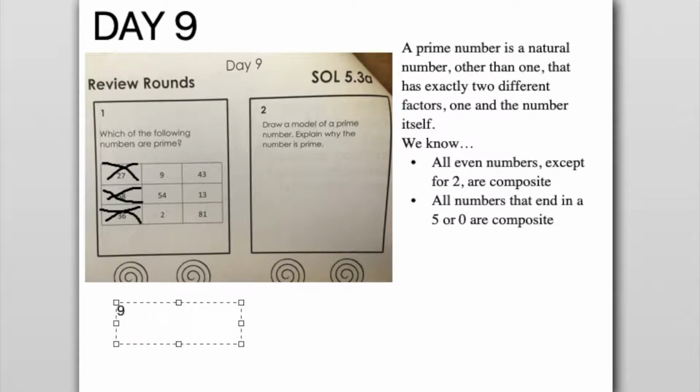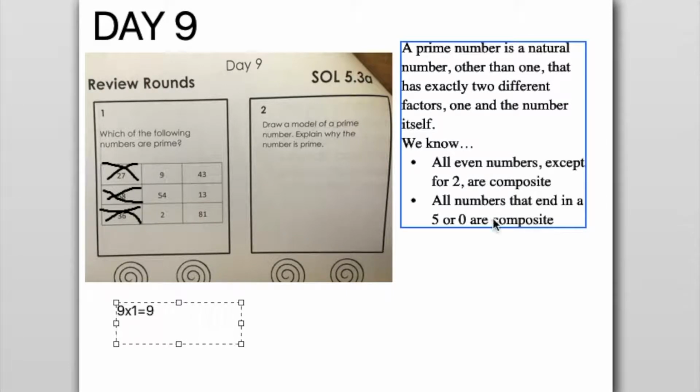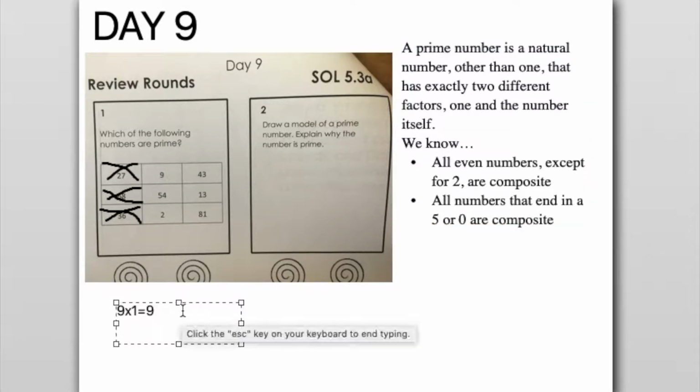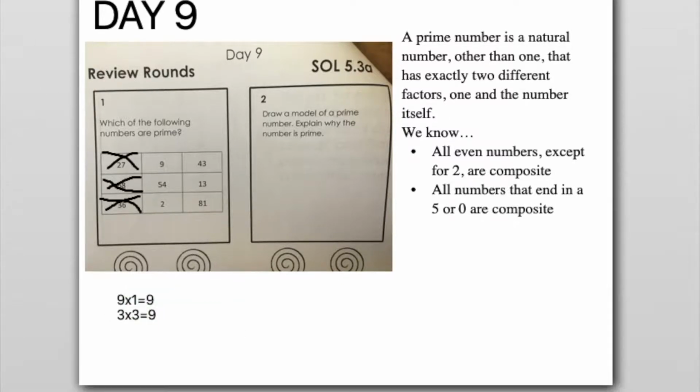We know 9 times 1 equals 9. 9 is odd, so it is not even. It doesn't follow this rule. And it doesn't end in a 0 or a 5, so it doesn't follow this rule. So we need to see if there are any other factors. Are there any other numbers that you can multiply to equal 9? If you said 3 times 3, you are correct. So therefore, this right here proves to us that 9 is composite. It is not prime. Okay, let's go on to 54.